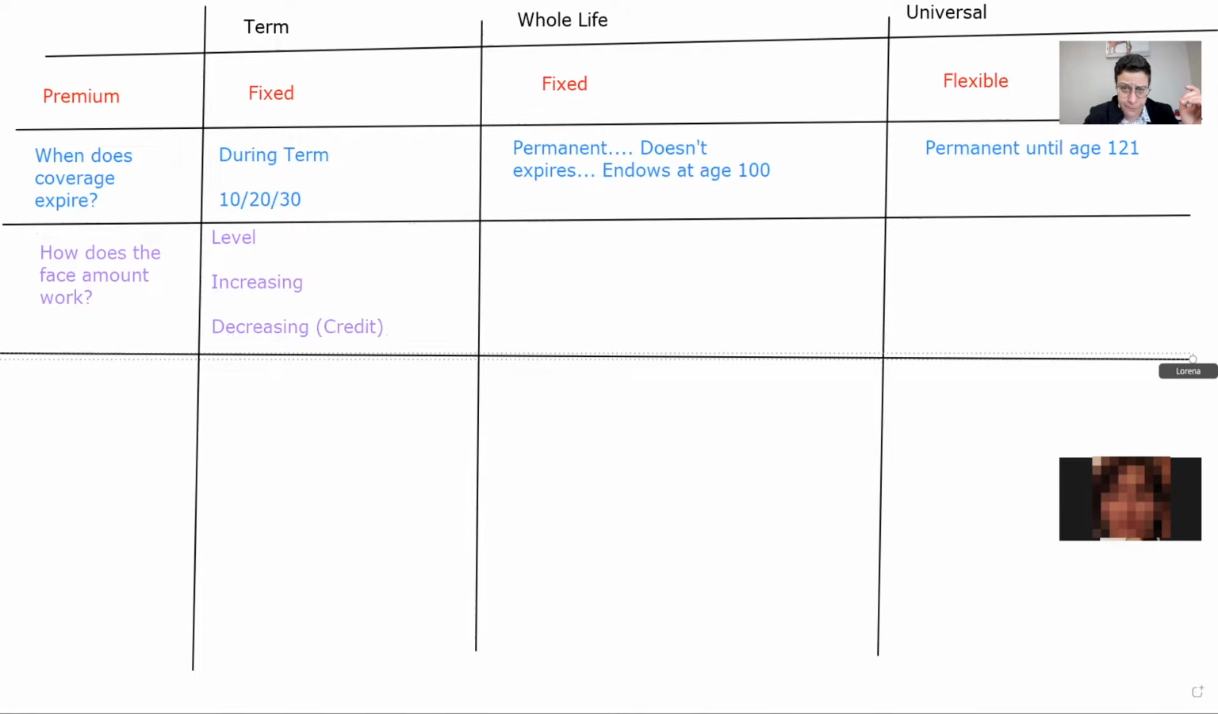So level is very easy. It stays the same, okay? It's constant. Whoops, that's supposed to be a straight line, okay, guys? I can't do anything straight. So just bear with me for a second. So level is just that. It started at $500,000 and it's going to finish at $500,000. It started at 100,000 and it finishes at 100,000.